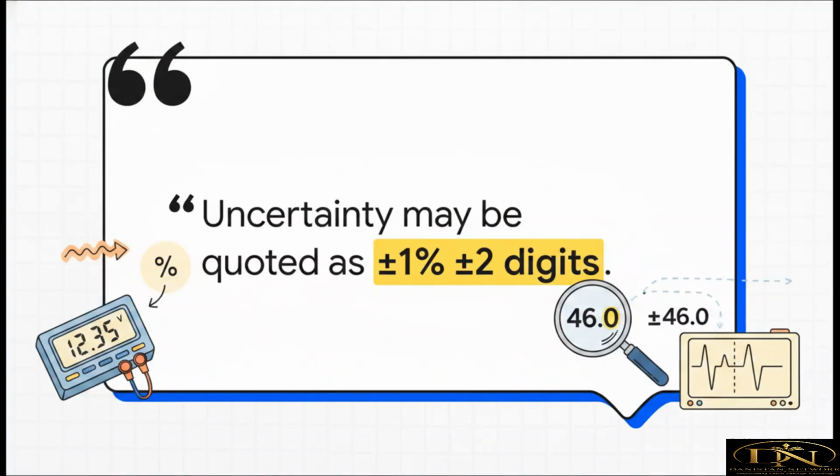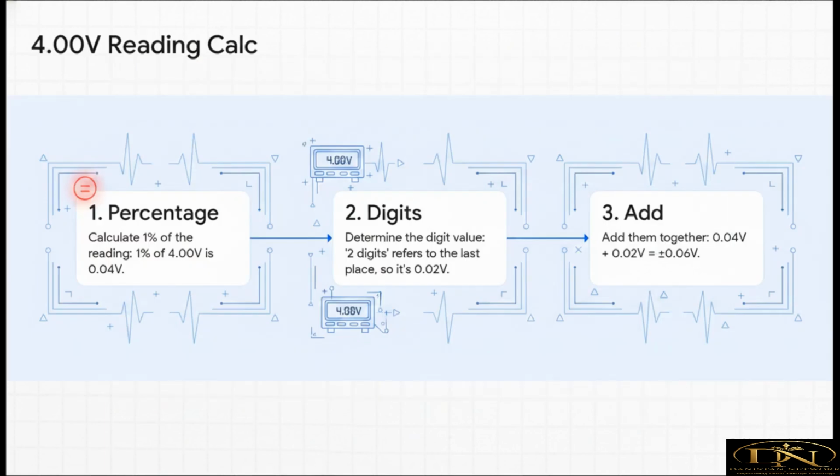And in that manual, you might see a phrase that looks a little weird at first. Something like this: uncertainty may be quoted as plus or minus 1% plus 2 digits. Don't let it intimidate you. All this means is you have to calculate 2 little pieces of the uncertainty and then just add them up. Let's break it down with an actual reading.